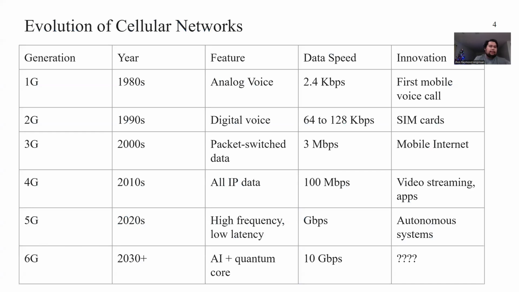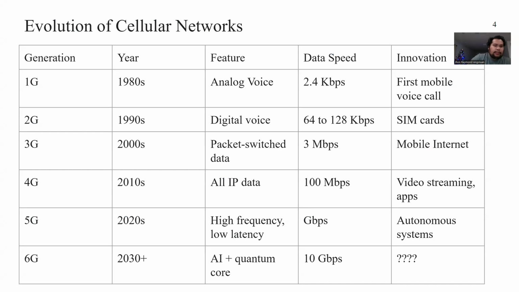So it's kind of the evolution of cellular networks. First we have 1G, adopted in the 80s. It's analog voice, its max speed is 2.4 kilobits per second, and it's the first mobile voice call. Next we have 2G, adopted in the 90s. It moved from analog to digital voice, and its data speed ranges from 64 to 128 kilobits per second. And this is where SIM cards are introduced.